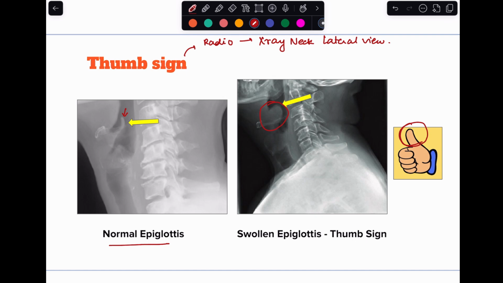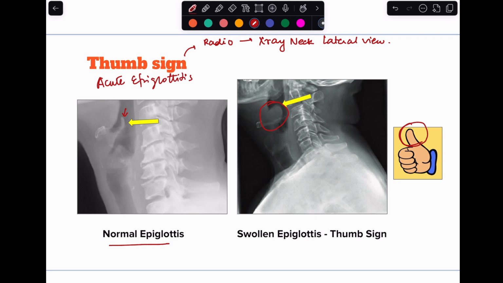So essentially, thumb sign is an enlarged swollen epiglottis which is seen like a thumb-shaped soft tissue shadow on a lateral neck radiograph. This is typically seen in acute epiglottitis. Why do we see this?